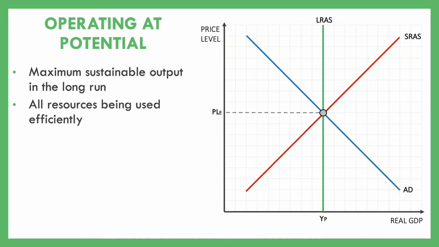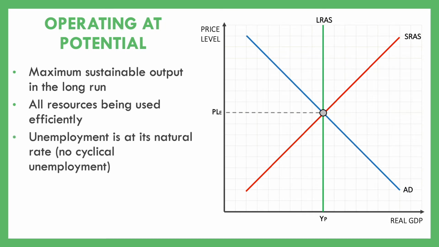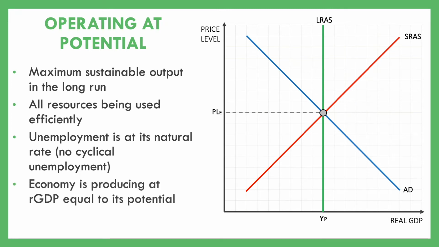Well, since we're using all of our resources efficiently, what we see is that our unemployment is at its natural rate, right? Because when we're at our natural rate, that's the normal level of unemployment we're going to have. But what that really just means is there's no cyclical unemployment, right? And so we don't have any of that bad kind of unemployment. We also say that the economy is producing at a real GDP that's equal to its potential.